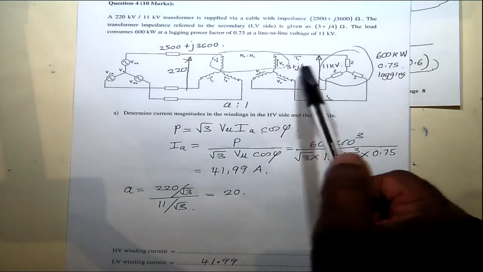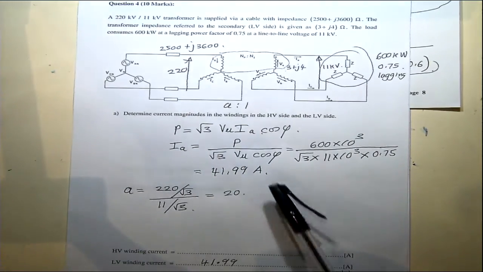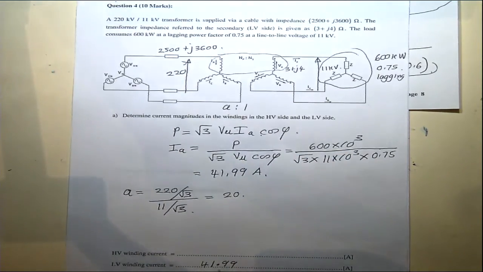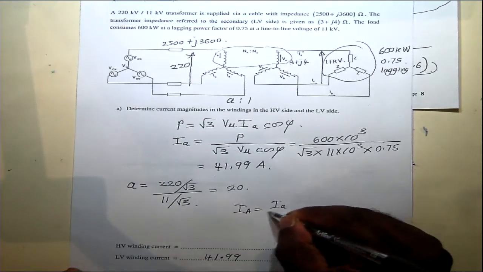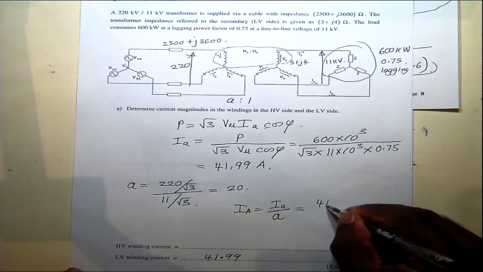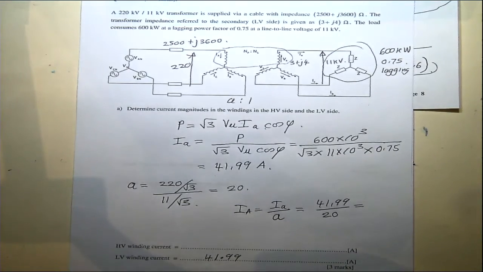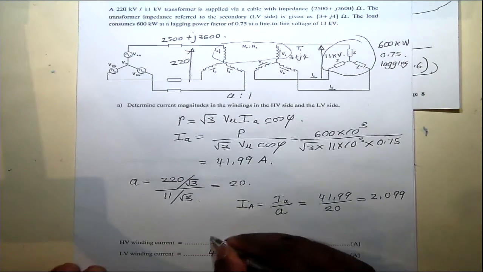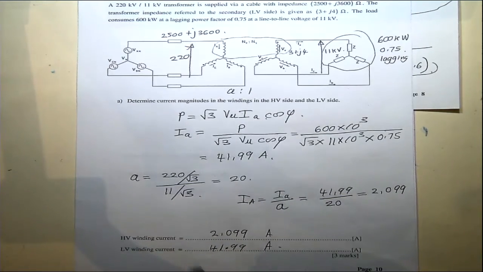So you have higher current on the low voltage side and lower current on the high voltage side. Effectively the current on the high voltage side has to be lower, so we need to divide this value by 20. So I_A will be I_A over a, that's 41.99 over 20, which gives you 2.099. That's the high voltage winding current, and the line currents are the same.